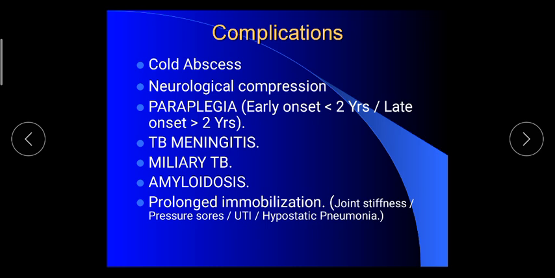Complications of TB spine are cold abscess seen in 20% cases, neurological compression, that is the spinal cord can get compressed or the nerve roots can get compressed, paraplegia when there is total paralysis of both the lower limbs, then tubercular meningitis, miliary tuberculosis, these are the other complications, amyloidosis can happen, and prolonged immobilization can give rise to joint stiffness, pressure sores, urinary tract infection and hypostatic pneumonia.